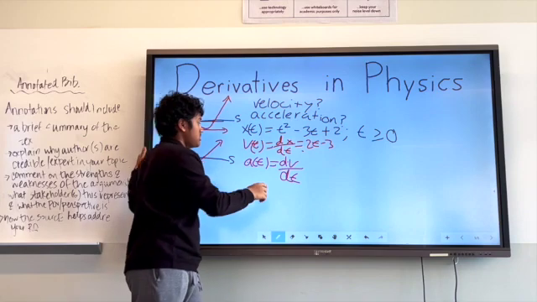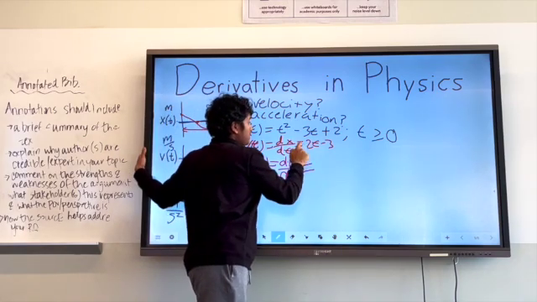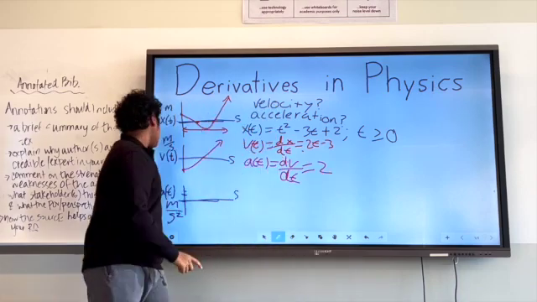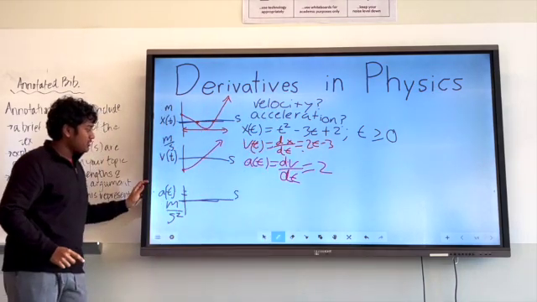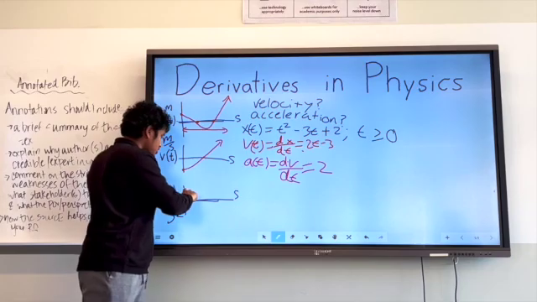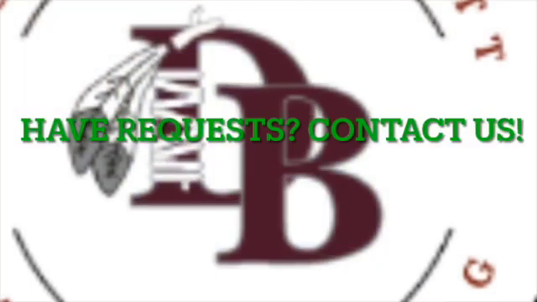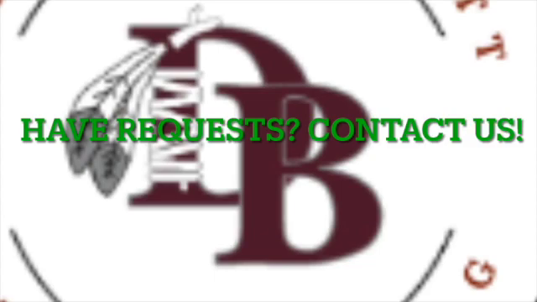It's the same relationship. So now we just take the derivative of 2t minus 3. Well, this is just easy. It's 2. So we know that the acceleration of this particle is going to be a constant 2 meters per second squared. Done.